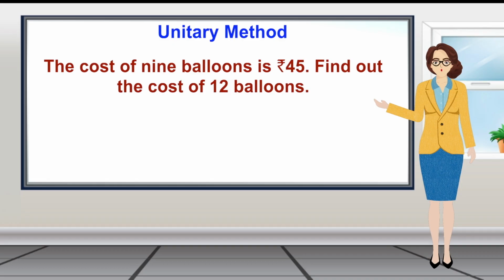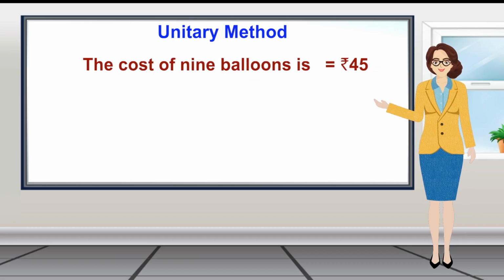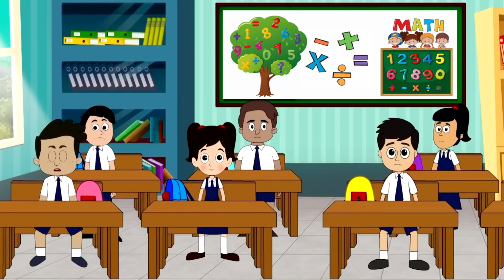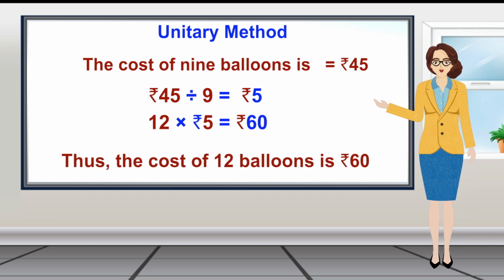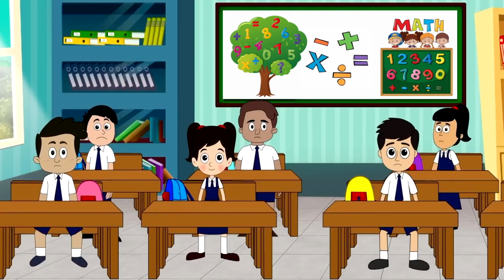Step 1. Find the cost of one balloon by dividing. The cost of 9 balloons is rupees 45. The cost of one balloon is rupees 45 divided by 9, which equals rupees 5. Step 2. Find the cost of many balloons by multiplying. The cost of 12 balloons is 12 multiplied by the cost of one balloon. 12 multiplied by rupees 5 is equal to rupees 60. Thus the cost of 12 balloons is rupees 60. Let us see one more example.